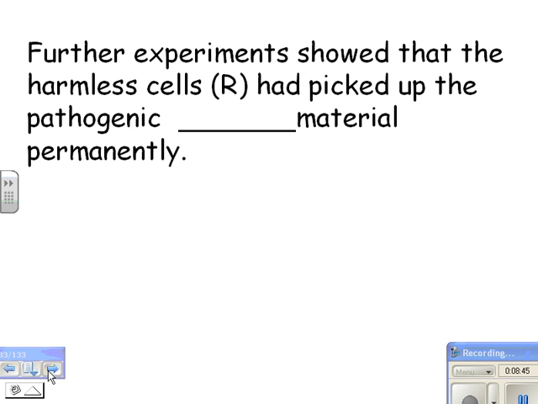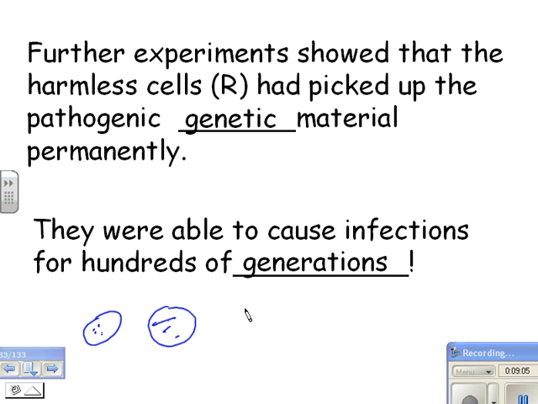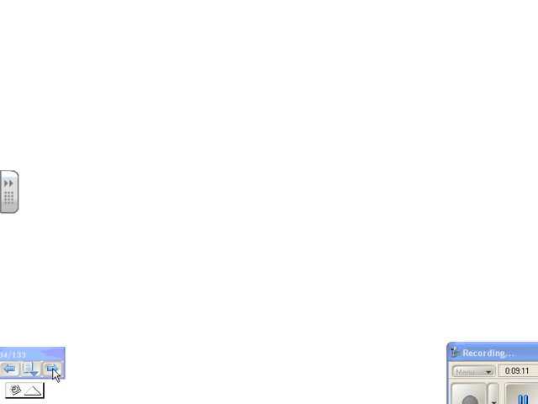So further experiments showed that the harmless cells, the R ones, had picked up the pathogenic genetic material, or DNA, permanently. They were able to cause infections for hundreds of generations. So he would have them in a petri dish. Here are the S strain ones. And take them and put them in another petri dish and grow up more colonies and take them and put them in another petri dish. And hundreds of generations later, they could still cause infection.